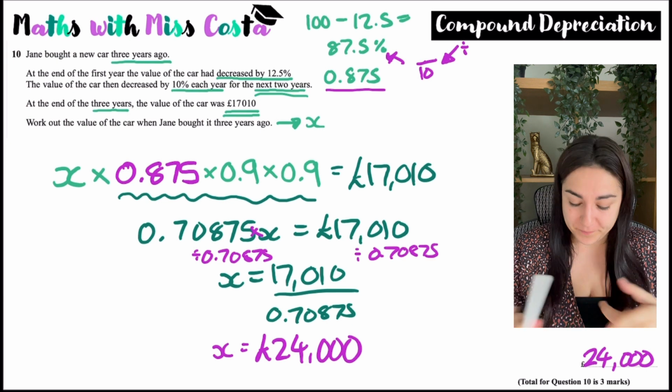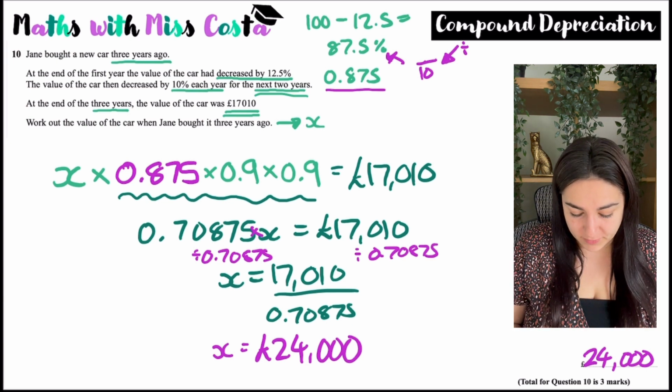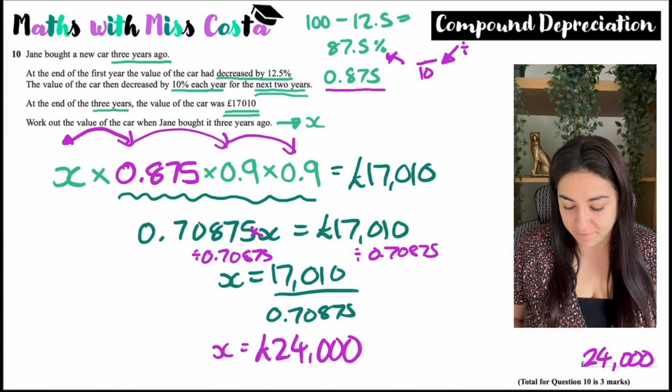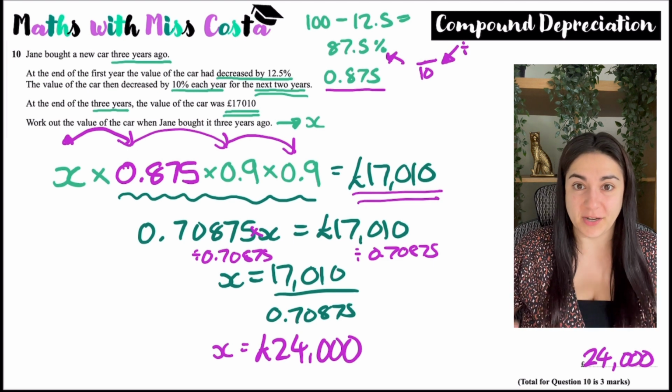So whenever you're doing compound appreciation or depreciation or interest, work out the multiplier. And then in this question, we're working backwards. So whatever my original amount is, I would have multiplied it by this, then this, then this, and my final result is this. So I'm just working backwards to work out what the original amount is.